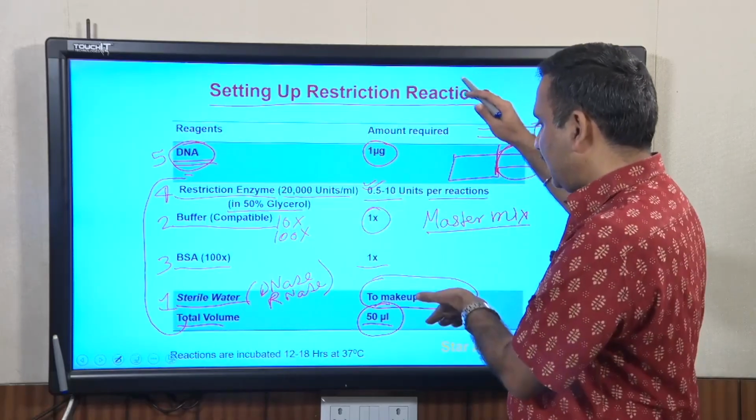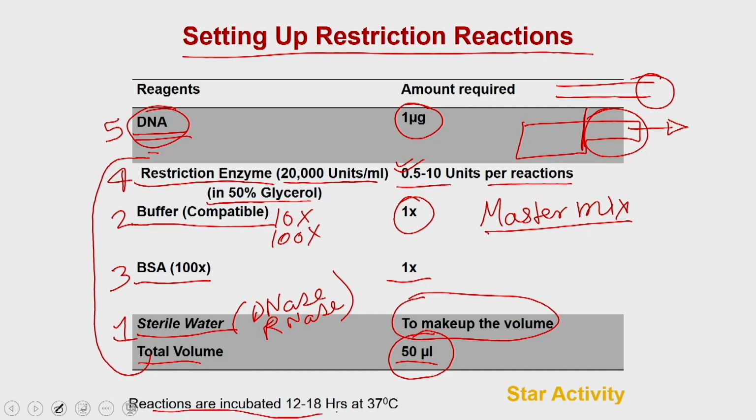Once you set up the restriction reactions, then you incubate these restriction reactions at 37 degrees Celsius in the water bath for 12 to 18 hours. What people do normally is that when they are working with a new enzyme or a new type of DNA fragment, and they do not know how much time it will take, they start with 1 hour and go up to 4 hours to see what cutting they are getting, and based on this they optimize the time of cutting.